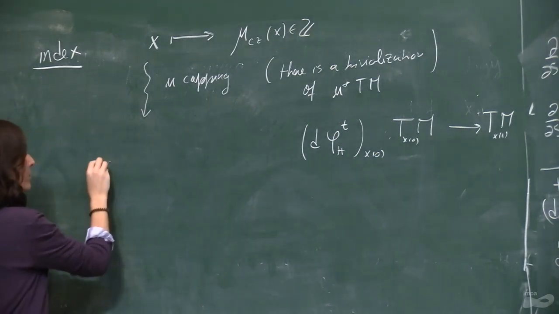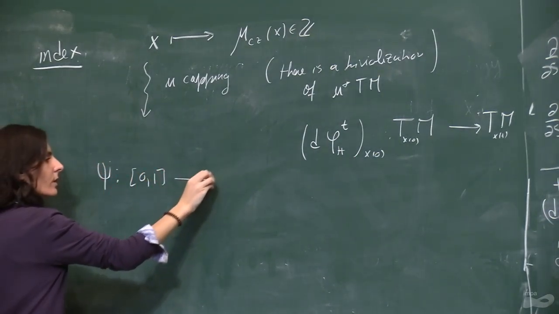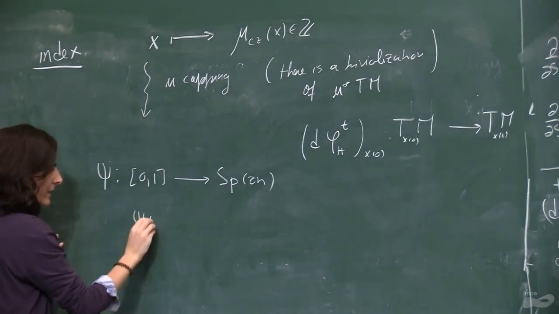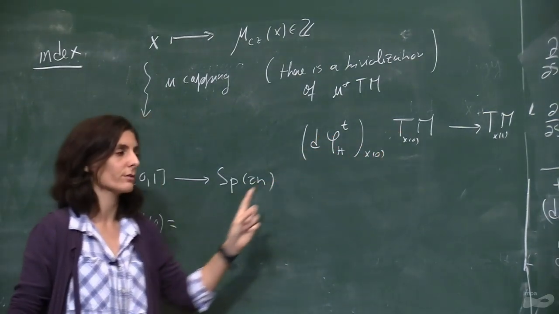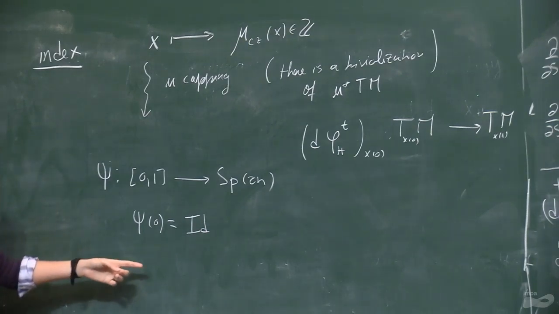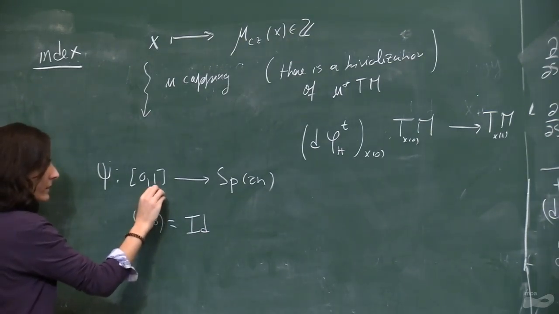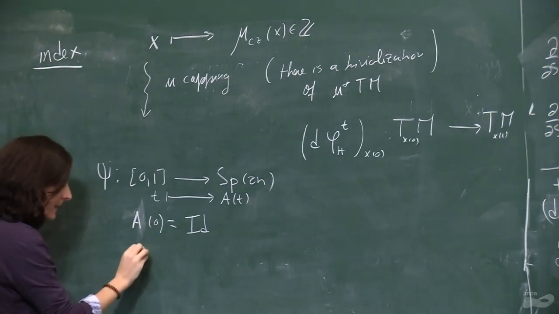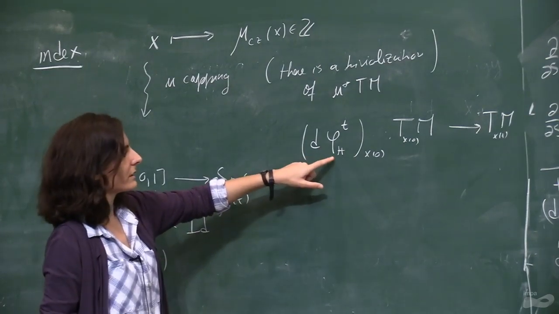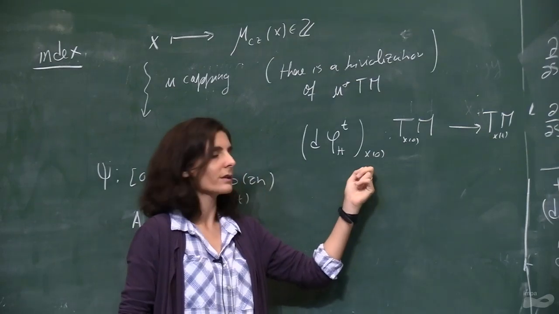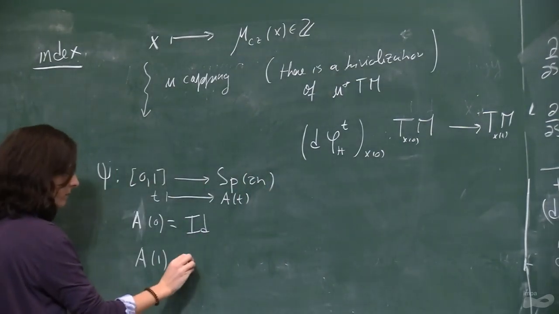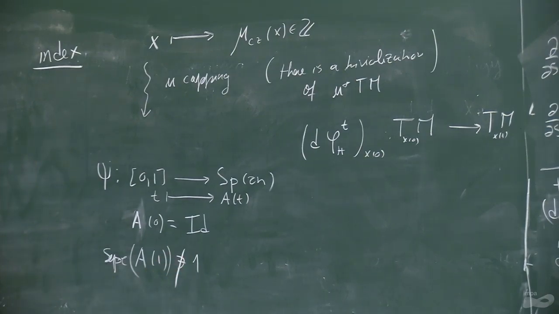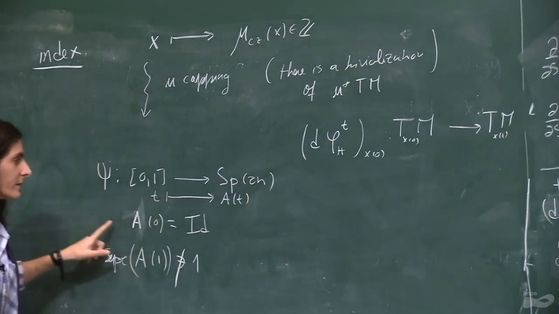I can see this as a map, as a path, sorry, from [0,1] to the set of symplectic matrices. These are symplectic matrices 2n by 2n, okay? Such that at T equal to 0, this is just the identity. So T goes to some matrix A of T. In fact, this matrix A of 0 is the identity. And at T equal to 1, this is the linearized time 1 map, and I know that 1 is not an eigenvalue of this, so I'm in the non-degenerate world, okay? So 1 is not an element of the spectrum of this matrix. So with this capping, I look into the linearized flow and obtain this path.